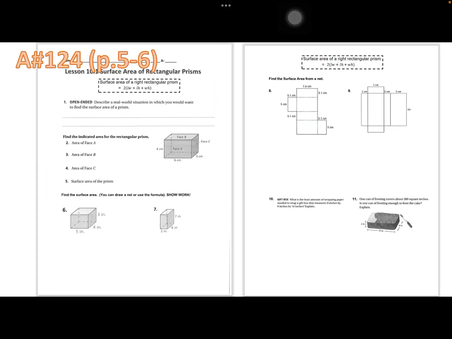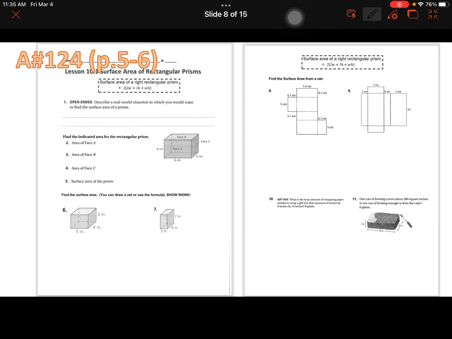Okay, so your homework is page 5 and 6. You're going to skip page 4. Those notes are for later. But you're going to go to pages 5 and 6 and do those. Now, for example, read the directions on 1 through 5. Number 6, you will notice that you can draw a net or use a formula. The formula is up here at the top of your paper.